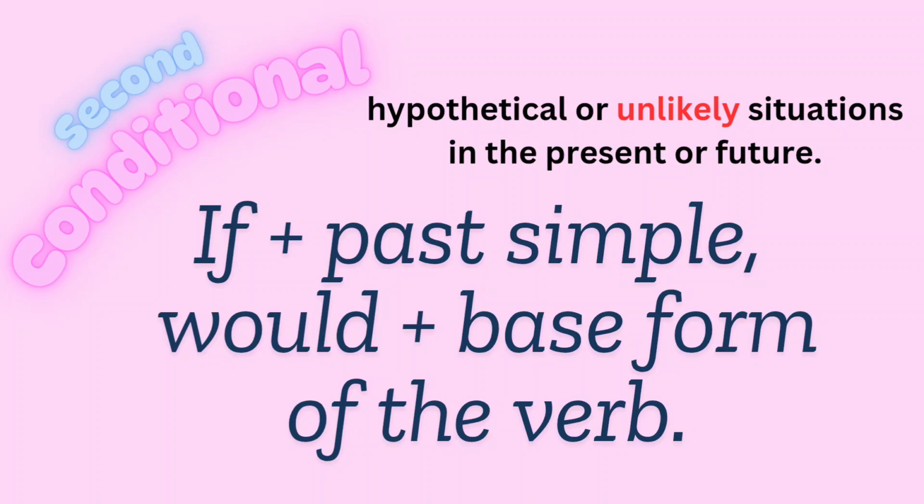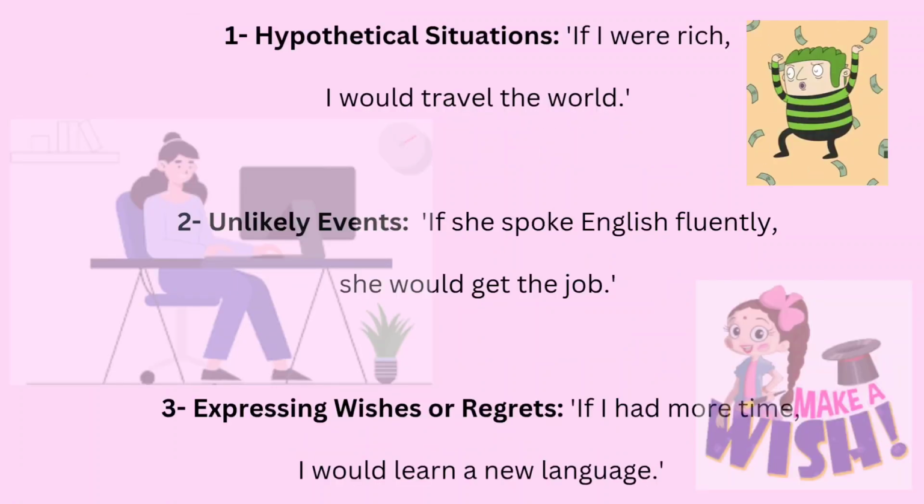Okay, let's talk about use cases. We can say hypothetical situations. Imagine you're daydreaming about winning a prize. You can say, if I were rich, I would travel the world. This shows how a hypothetical condition leads to a desired outcome. And about unlikely events. For instance, if she spoke English fluently, she would get the job. This demonstrates how a hypothetical skill would lead to a different career path.